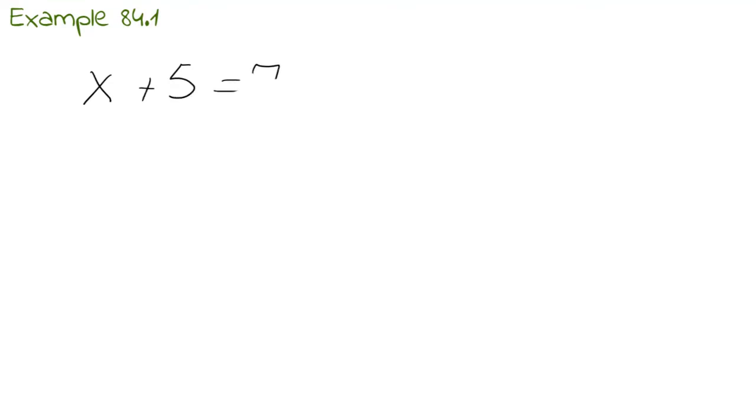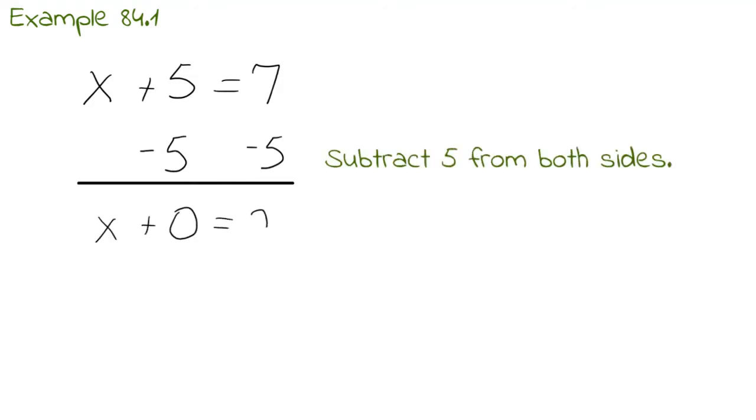In example 84.1, we have a similar problem. x plus 5 is equal to 7. If we subtract 5 from both sides, we find that x is equal to 2.